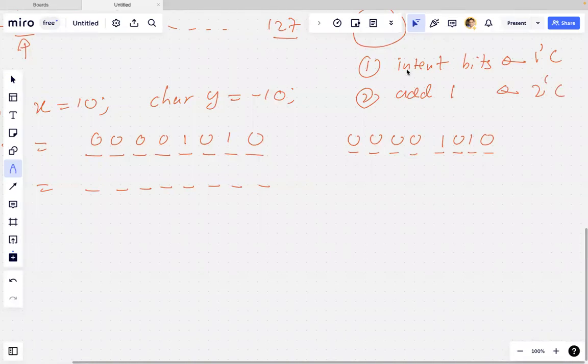Okay, do this one. First step is invert the bits. Invert the bits means take the opposite of the bits. Here 0, that means 1. 0, 1. Opposite bits. 0, 1. Here 1, that means 0. 0, 1, 1, 0, 0, 1. Just invert the bits. Okay. This is what we now call 1's complement notation.